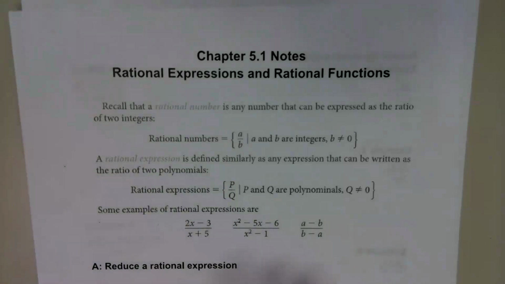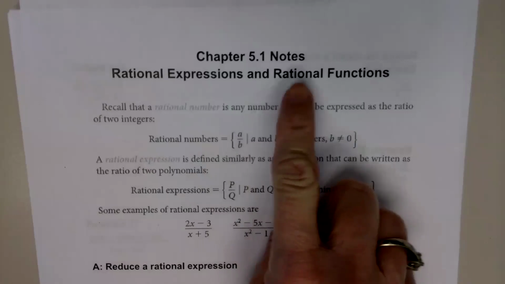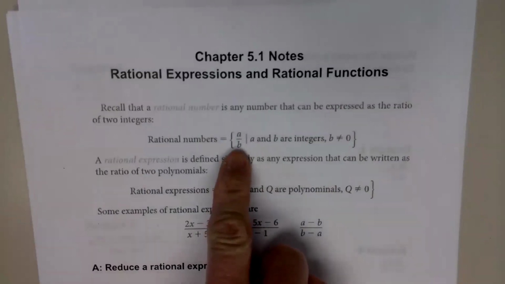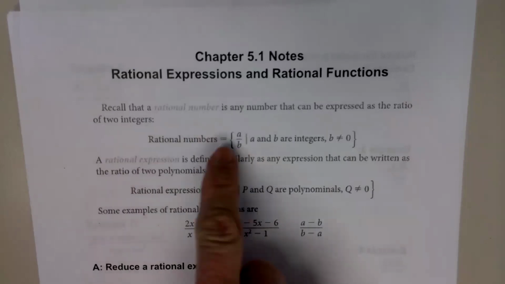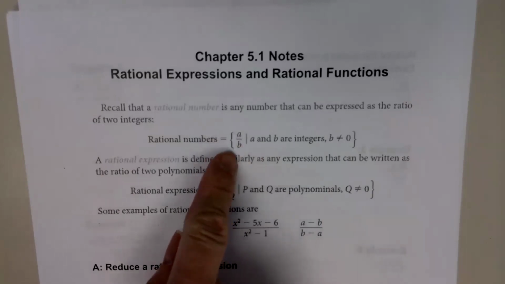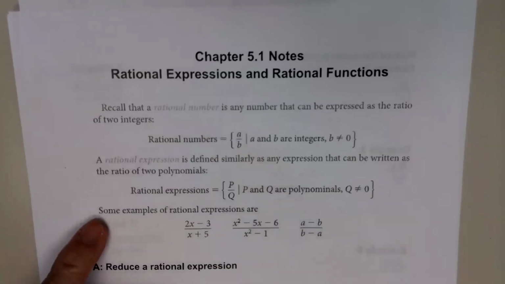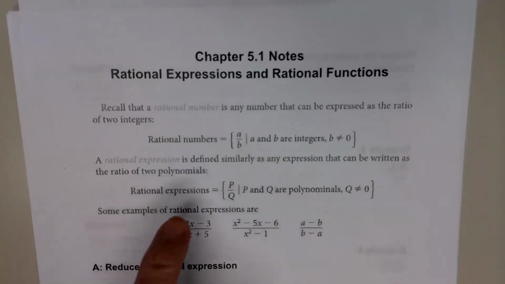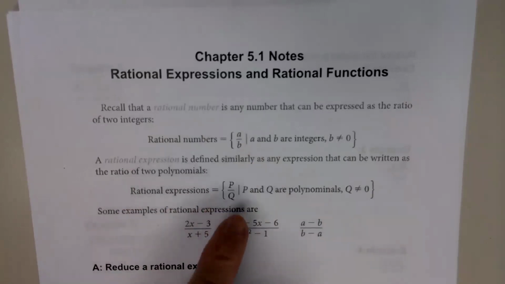In this chapter, we're going to be working with rational expressions and rational functions. Rational meaning a fraction. So a rational number is any number that can be expressed as the ratio of two integers. A and B have to be integers. A rational expression is defined similarly as an expression that can be written as the ratio of two polynomials.